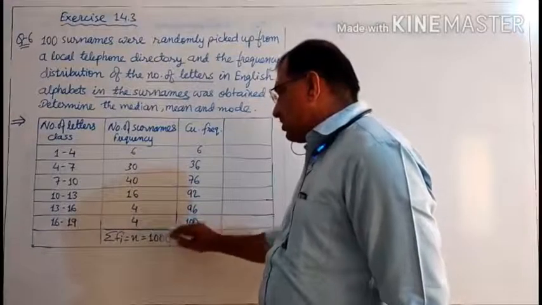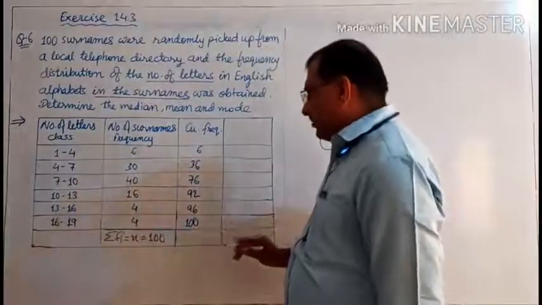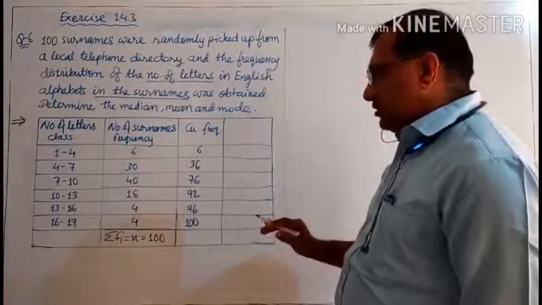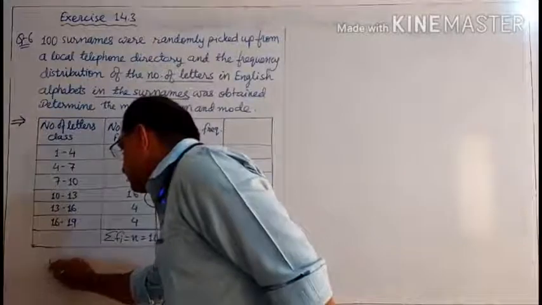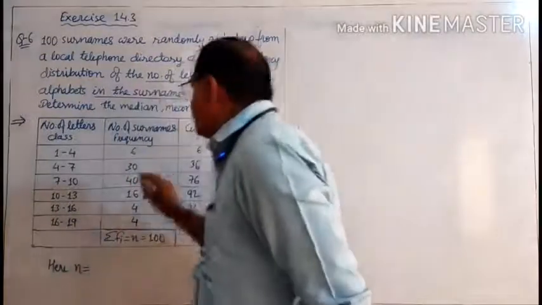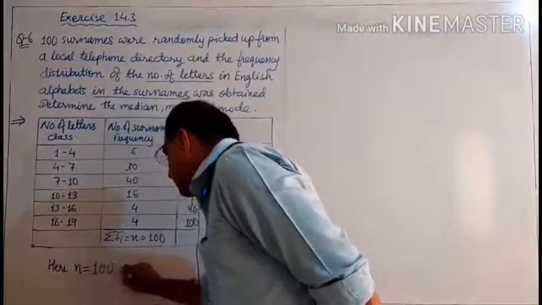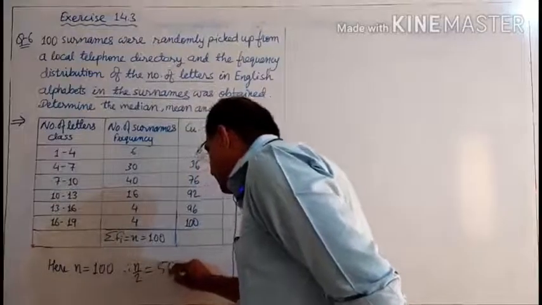So there were 100 surnames having 19 letters or less than that. So this is the cumulative frequency. Now we have to go for the median class. So for the median class, what we have to do here? The total sum of the frequency, that is the number of surnames, is 100, and therefore n by 2 is equal to 50.